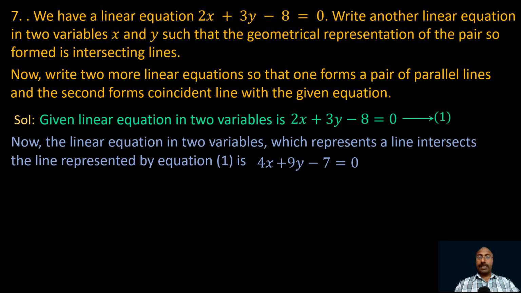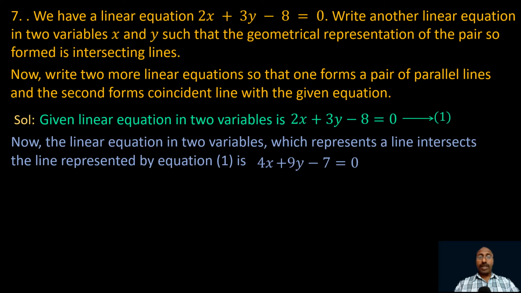So now 4x plus 9y minus 7 equals 0 is the equation which represents a line intersecting the line represented by the given equation. Okay, so here we can observe that a1 by a2 is 2 by 4, which is 1 by 2, and b1 by b2 is 3 by 9, which is 1 by 3. So which are not equal.